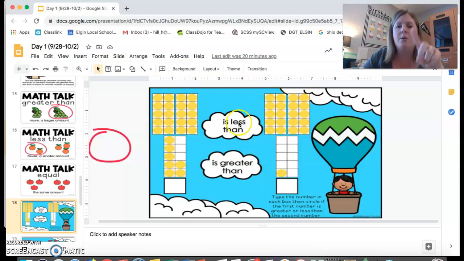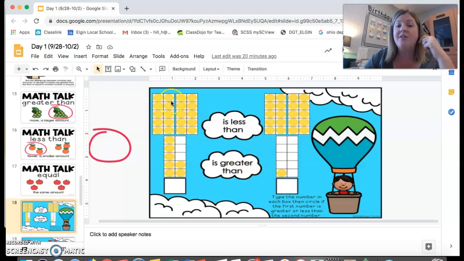So let's do this one together, okay? So I will quickly count, okay? But just by looking at it, which one would have a lesser amount? You got to think of which one has a less amount of counters, right? Okay, so let's go ahead and count.